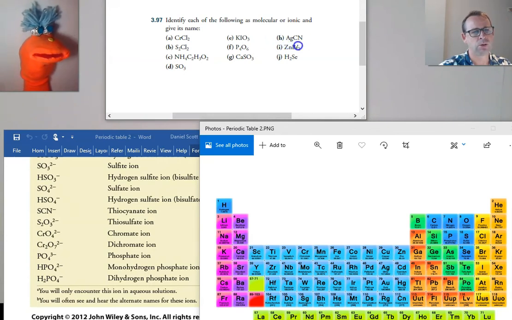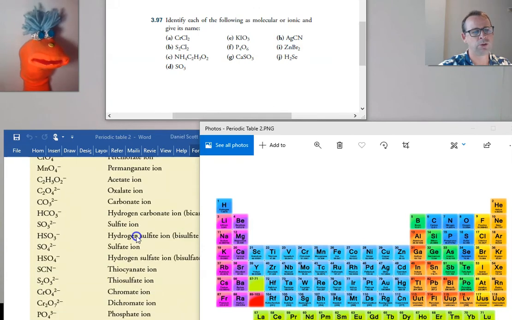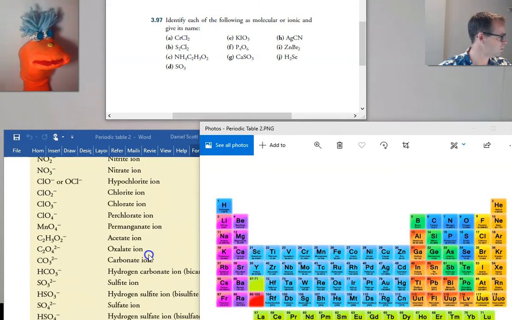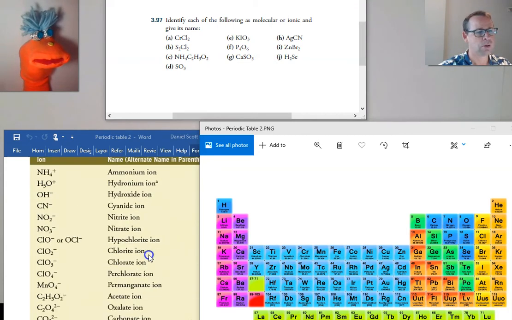AgCN. Silver, Ag, right? Yeah, Ag is down here, silver. CN. Is that? Oh, cyanide. Silver cyanide. Very good. Silver is a transition metal. Oh, yeah. So I've got to say silver 1 cyanide because the cyanide has a -1 charge.